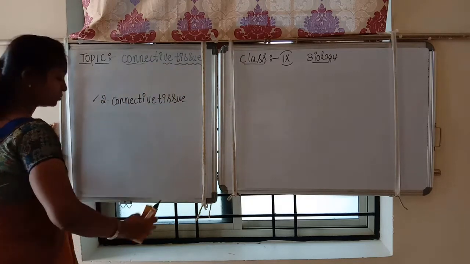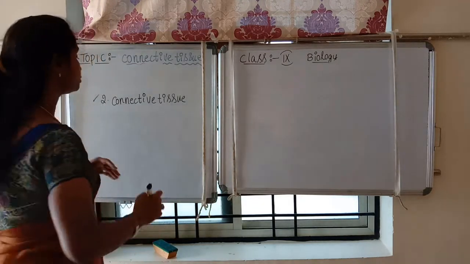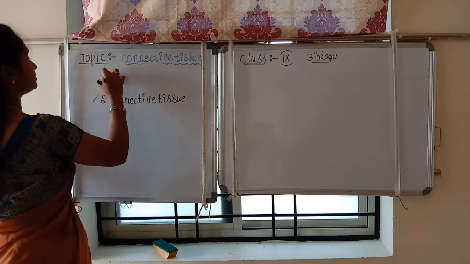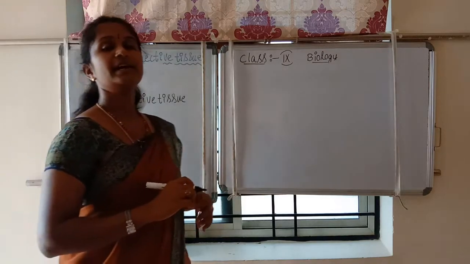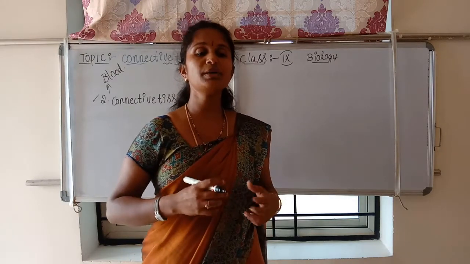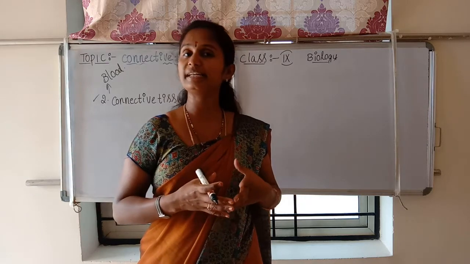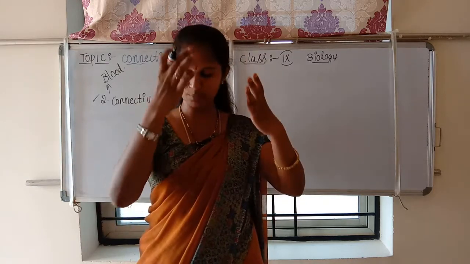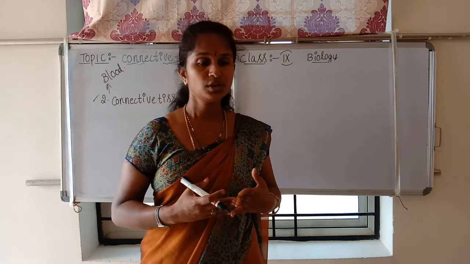Where may we see connective tissue? We may observe connective tissue in the blood. Yes, blood is a type of connective tissue. Why is it called connective tissue? All the blood cells are connected throughout the body from top to bottom. That's why blood acts as a connective tissue.